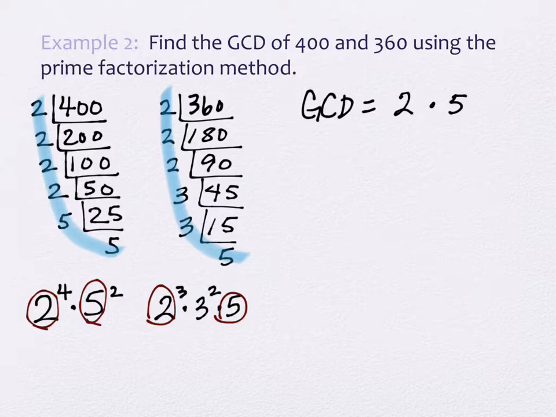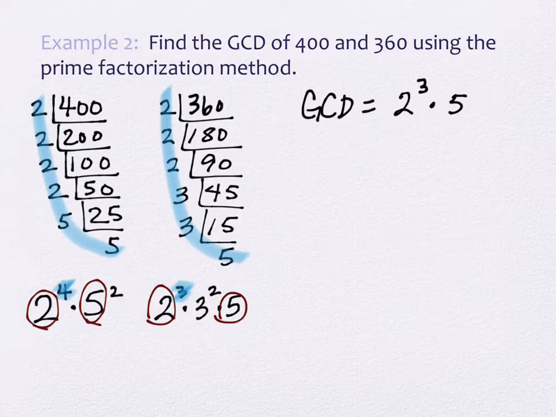But the greatest common divisor here is not just 10. It's not 2 times 5. We need to figure out if there's any exponents that the 2 and the 5 need to include. So if we go back to the original problem here, this is 2 to the 4th and 2 to the 3rd. How many 2's do they have in common? They have 3 in common, right?